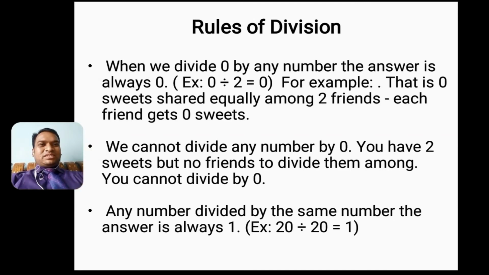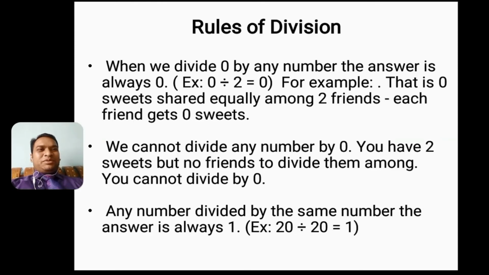So come to the next slide. Now we'll do some division. So before doing division, we need to know some rules. So when we divide 0 by any number, the answer is always 0.